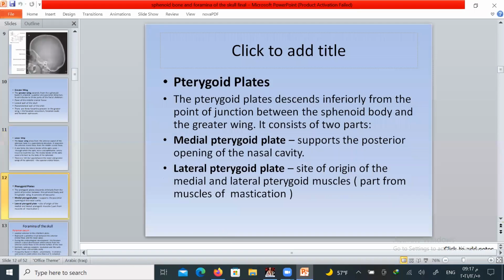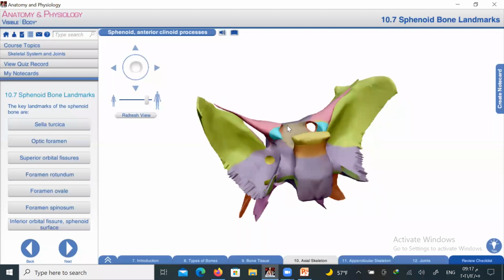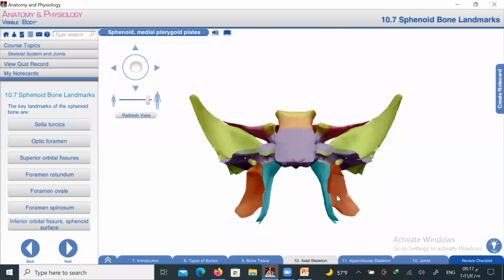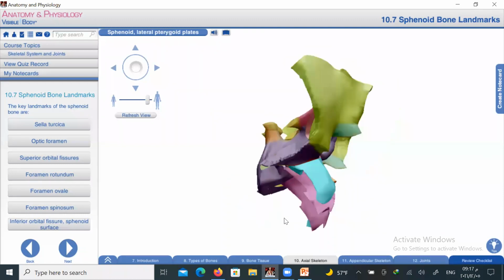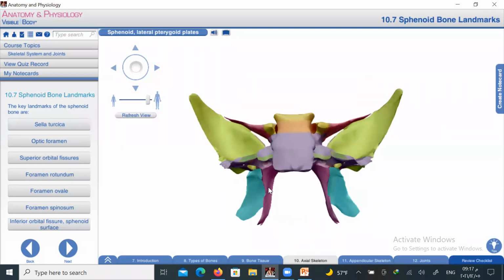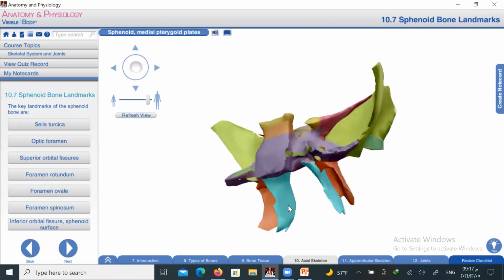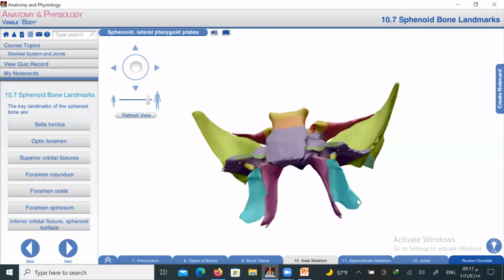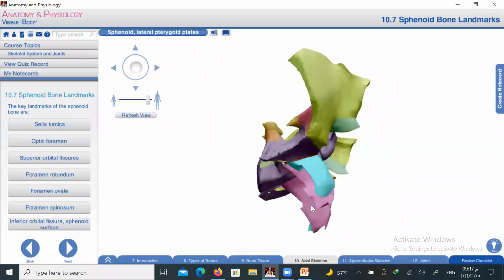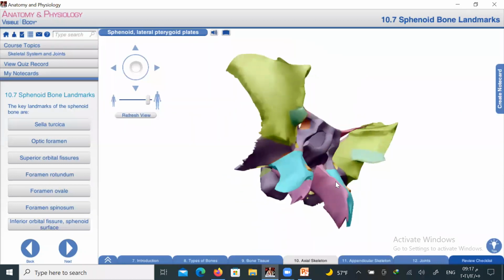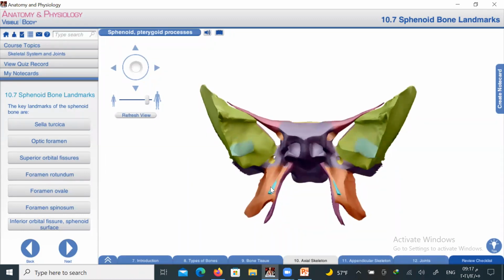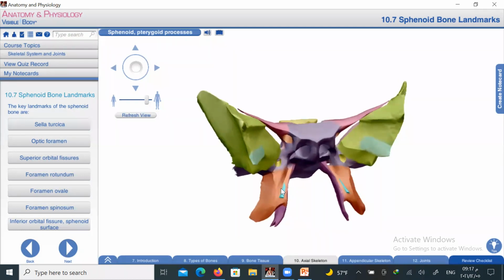Let's see the pterygoid plates in the 3D image. These are the pterygoid plates. This is the medial pterygoid plate, and this is the lateral pterygoid plate. The medial pterygoid plate supports the posterior nasal cavity, and the lateral pterygoid plate is a site of origin of the pterygoid muscles, which are part of the muscles of mastication.